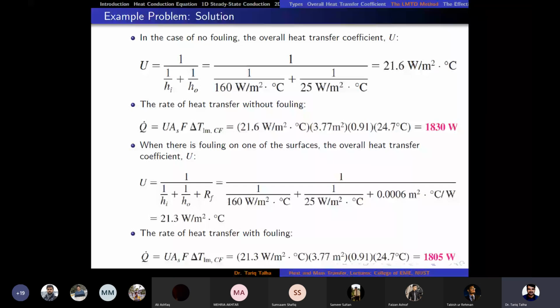So it is not much when we consider the original value. It was 1830, so 25 is a very small value, less than maybe 5%. But still it is some loss, so we can't ignore that. That's why we usually do periodic maintenance of those pipes to remove the fouling on the pipe surface, so that there is no loss of heat transfer due to fouling.